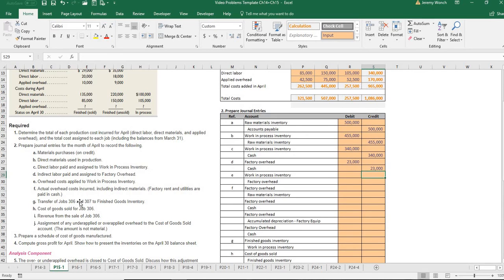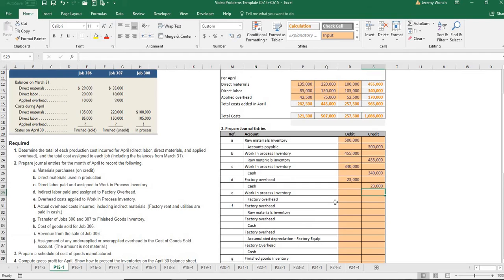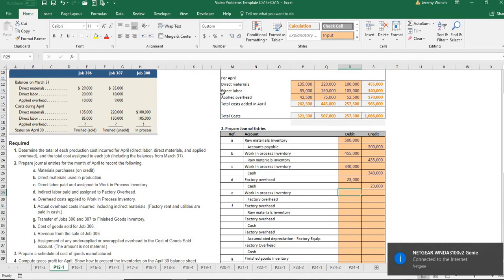All right, in part E, overhead cost applied to work in process. So now we're actually going to take it out of our bucket and apply it to our work in process inventory. That is going to be right here. So that's going to be our $170,000.